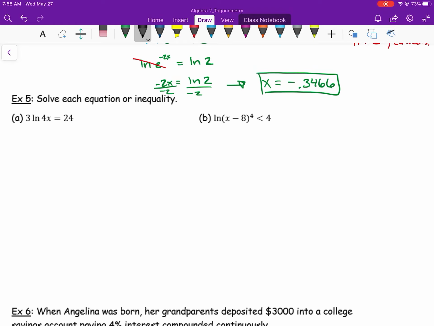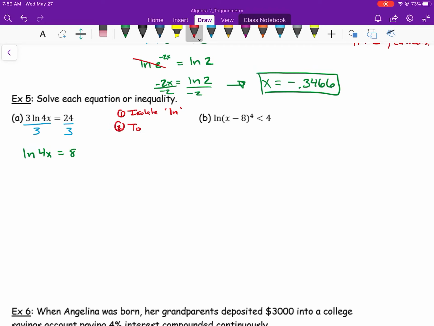Alright, so what I want to do here is I'm going to divide by 3. So natural log of 4x is equal to 8. So I'm going to isolate natural log.